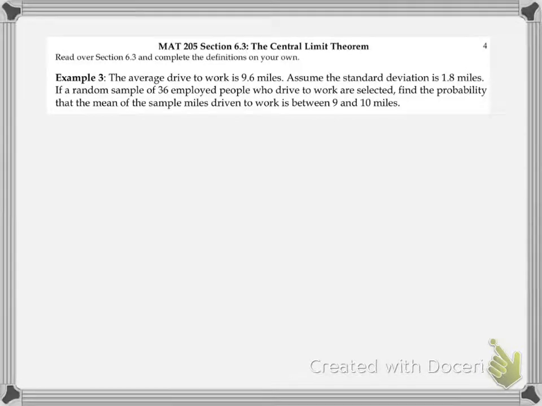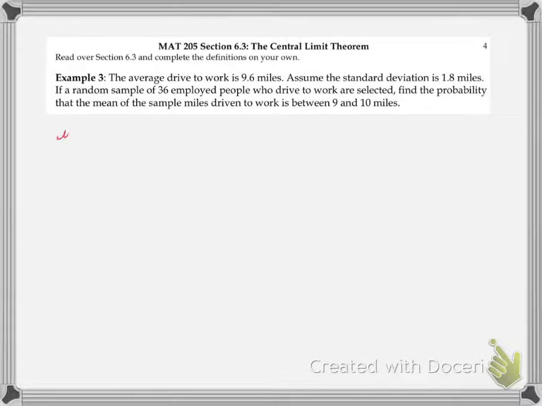Okay, so let's go to our next example. Example 3. The average drive to work is 9.6 miles. Assume the standard deviation is 1.8 miles. If a random sample of 36 employed people who drive to work are selected, find the probability that the mean of the sample miles driven to work is between 9 and 10 miles. Okay, and so you should try to pause the video and see if you can set up the information.